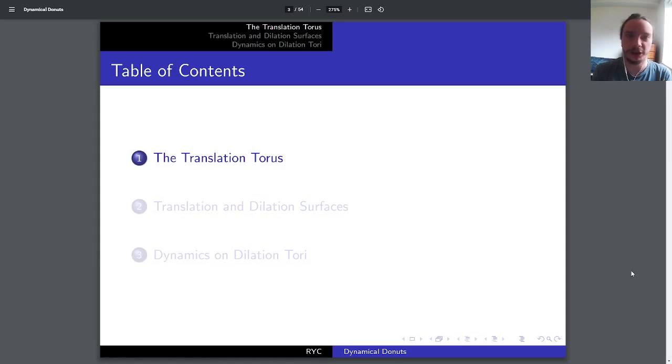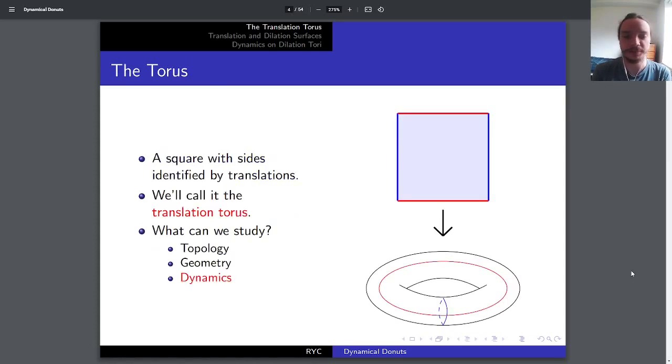So let's start by talking about the typical torus. So what exactly is a torus? A torus is a square where we take the sides and we identify them according to translations. So you'd have your square like this, and you'd take the left side and you'd identify it over to the right side. What I mean by identify is you just glue them together. And you take the top and you'd identify it to the bottom. So you kind of glue them together.